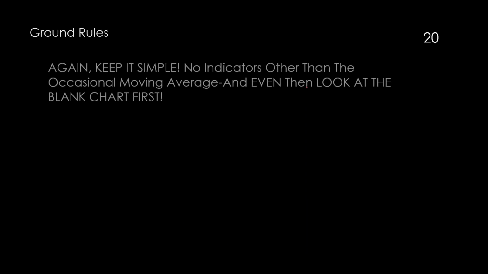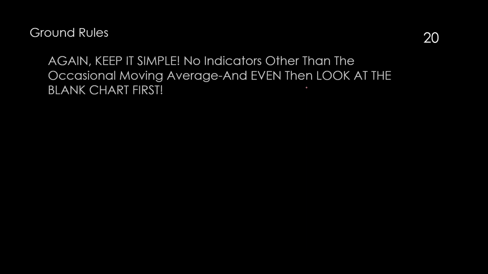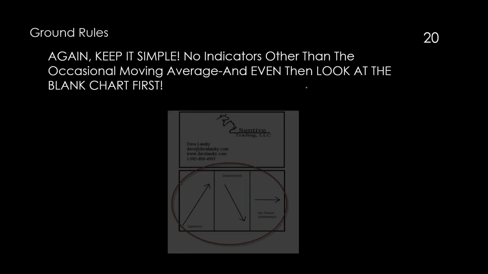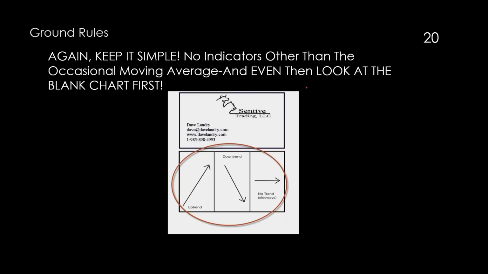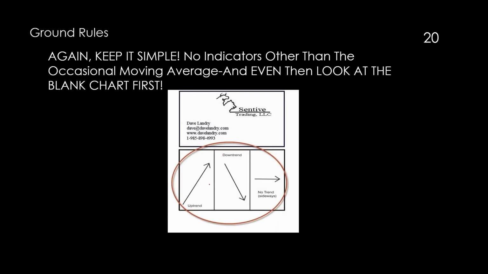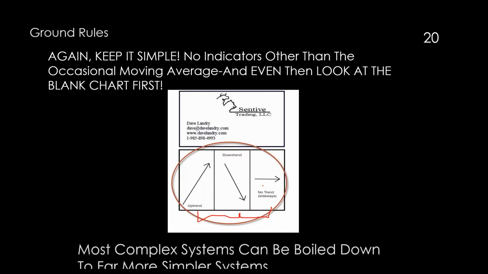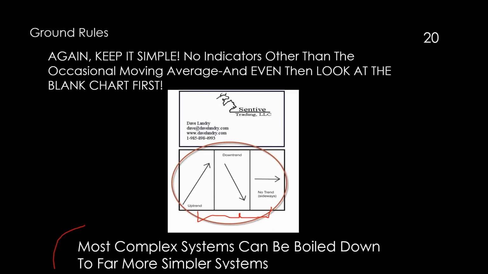Now again, I keep it simple. Other than the moving averages, I use a blank chart, occasional moving averages. This is literally the back of my business card, and it's also part of the Ultimate Guide to Determining Market Trends. I think that's the actual name of the book that Jeffrey was mentioning. And once again, a more complex system can usually be boiled down to a less complex, simpler system.